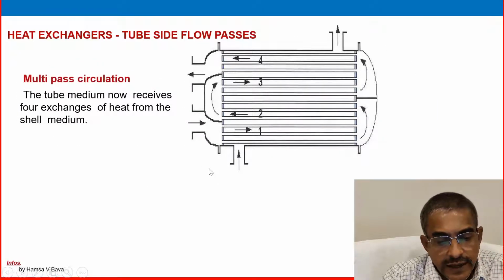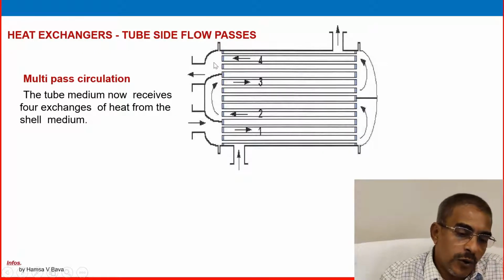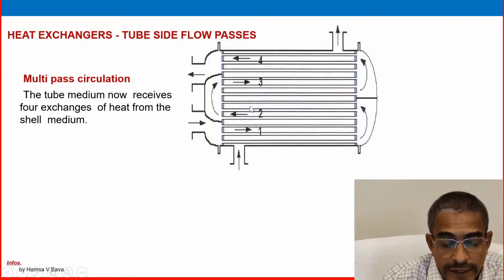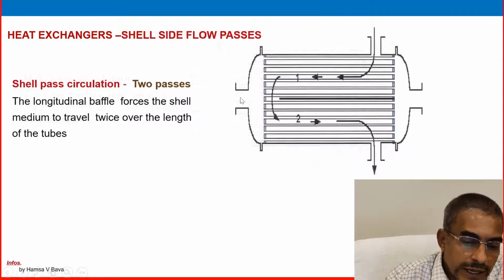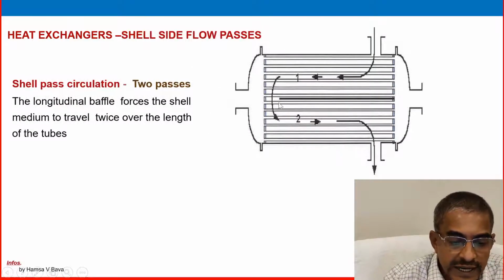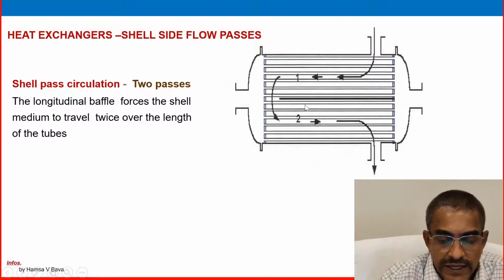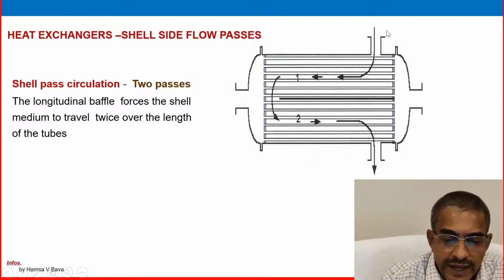And multipass is also there. Normally 1, 2, 3, 4 tube passes are used. So with 4 passes there is more circulation and better heat transfer. Let us look at the shell side flow. Shell side single pass is not shown here. Here there are two passes, and a longitudinal baffle is arranged in between to change the direction of the flow in the shell side.